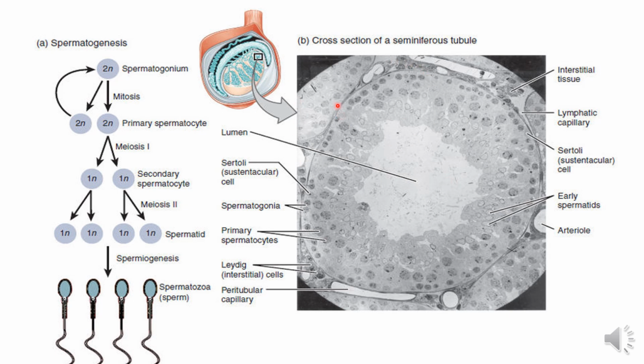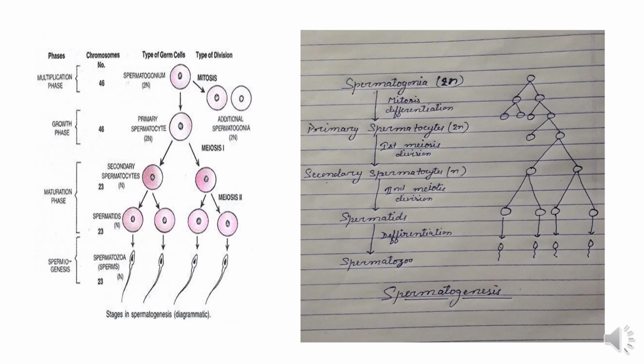If you see the inner lining of the seminiferous tubules, you can see a large number of cells. These are known as germ cells. And these germ cells will produce spermatogonia. Let us see the chart.